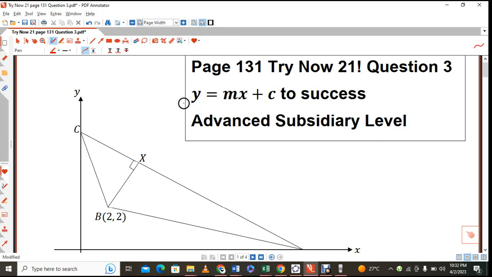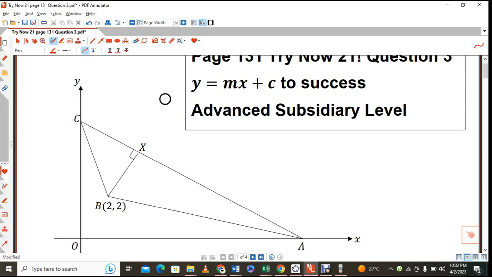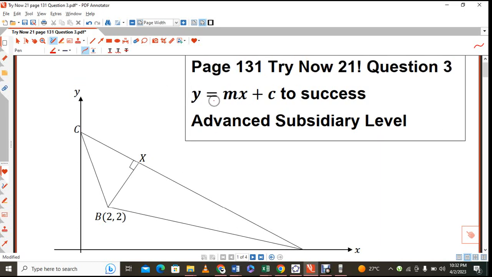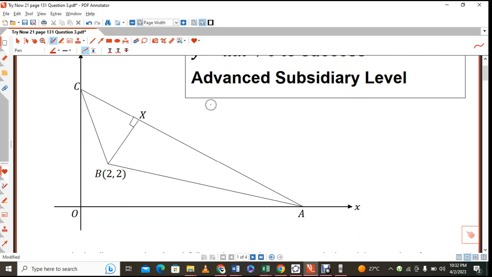So I have a question here for those of you who are in grade 12 and you are following the AS level and you are using the y equals mx plus c textbooks, then you will find this question on coordinate geometry. Okay, so let's get down to it.